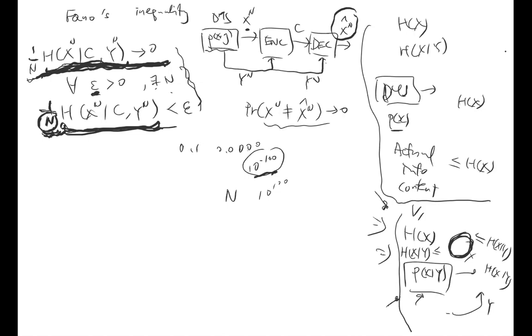Also, let me repeat this one in case someone missed it earlier. This itself is very reasonable, because this expression assumes that my probability of error is also approaching 0. It means that the probability that the decoded sequence is different from the original sequence will be equal to 0, or you can say this can be arbitrarily small.